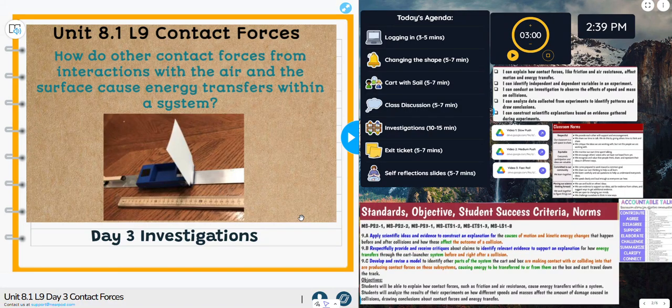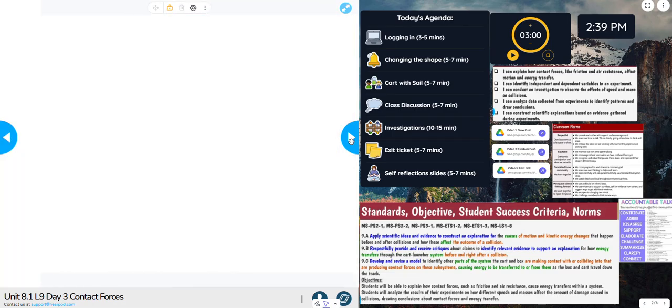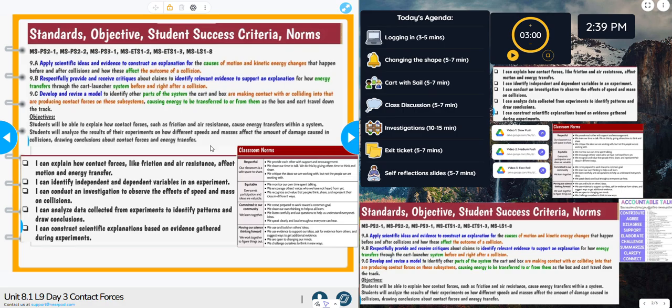Alright, this is Unit 8.1, Lesson 9 for contact forces. This is Day 3 investigations. So, our standard: apply scientific ideas and evidence to construct an explanation for the causes of motion and kinetic energy changes that happen before and after collisions and how these affect the outcome of a collision.